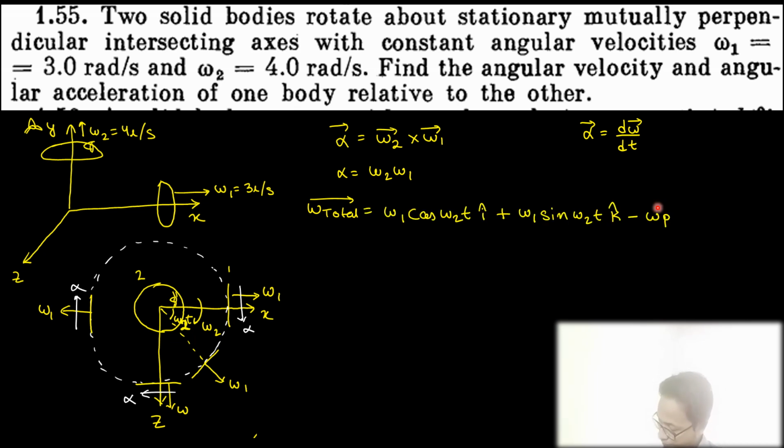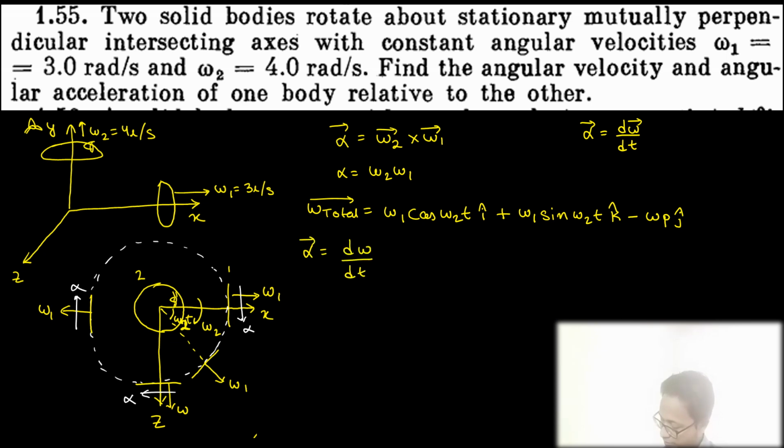Okay, and since this one is j, and since this omega p, or precession angular velocity, remains constant, therefore the magnitude of gyroscopic acceleration will always remain constant. So out here angular acceleration is equal to d omega by dt.